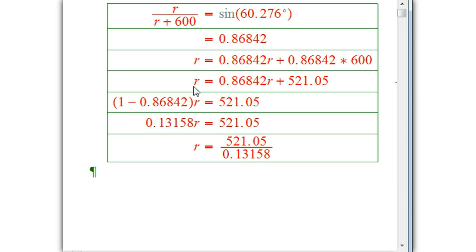Then we just bring all the R stuff over. So 1 minus 8.68, etc., times R is 521.05. Simplify that, divide, and the final answer is about 3960, which is really pretty close to the right answer.